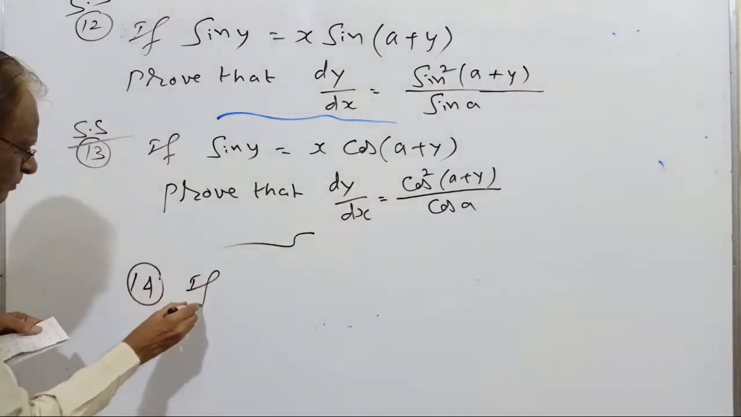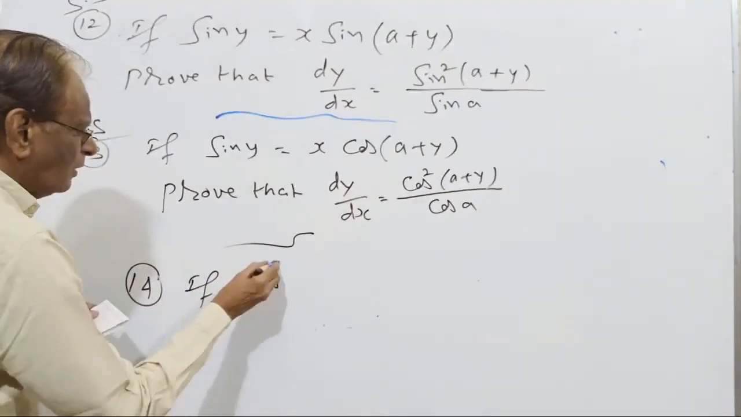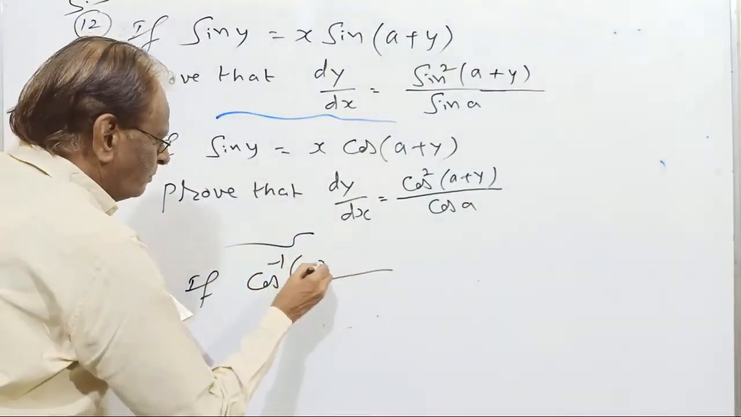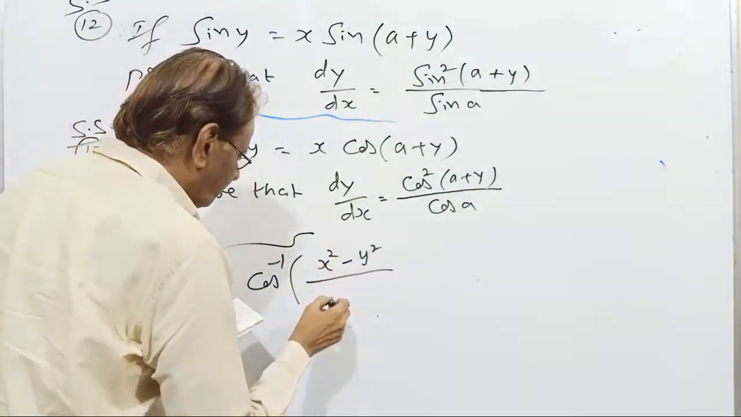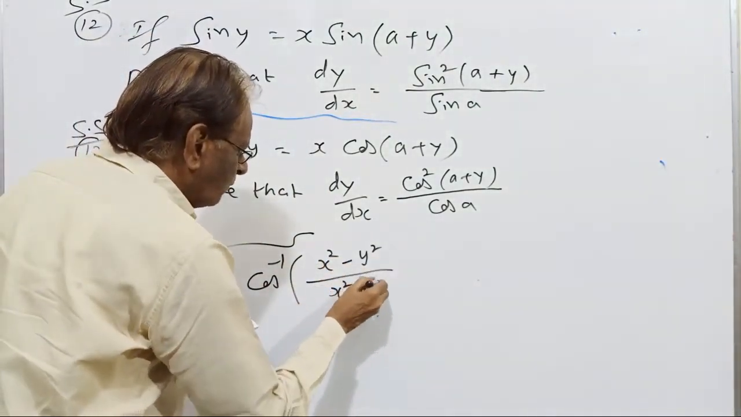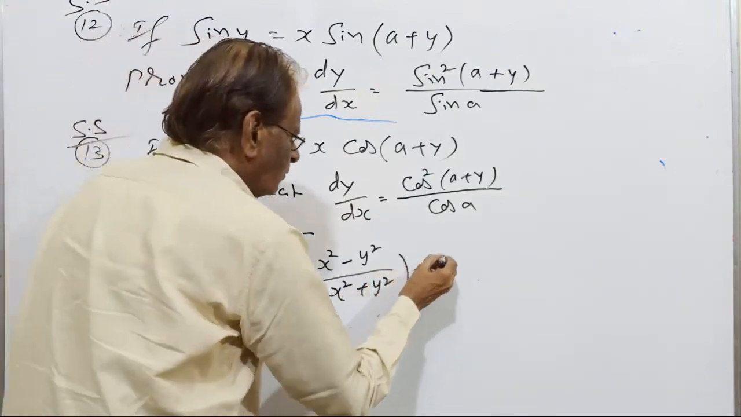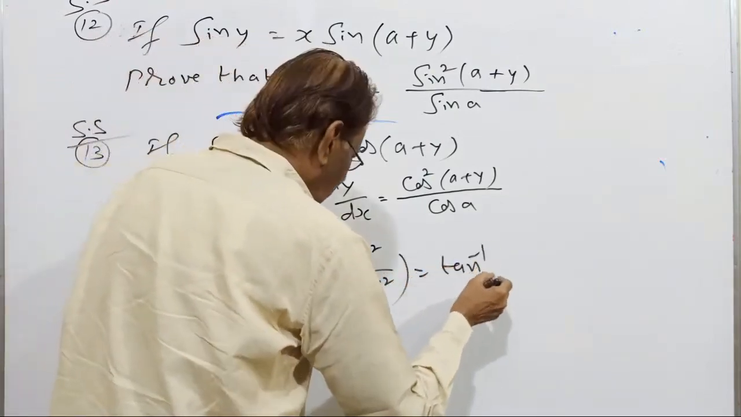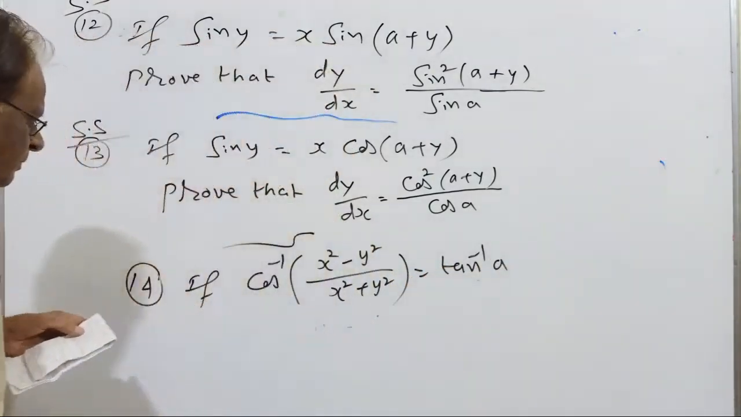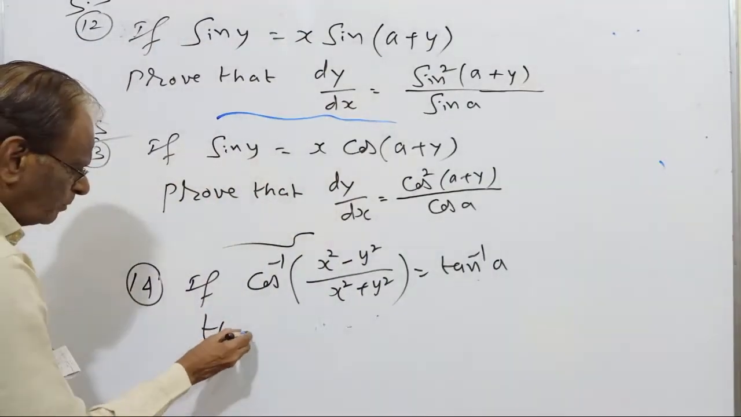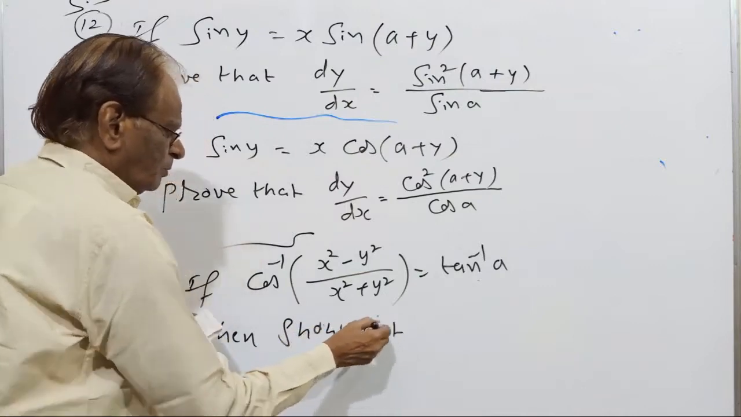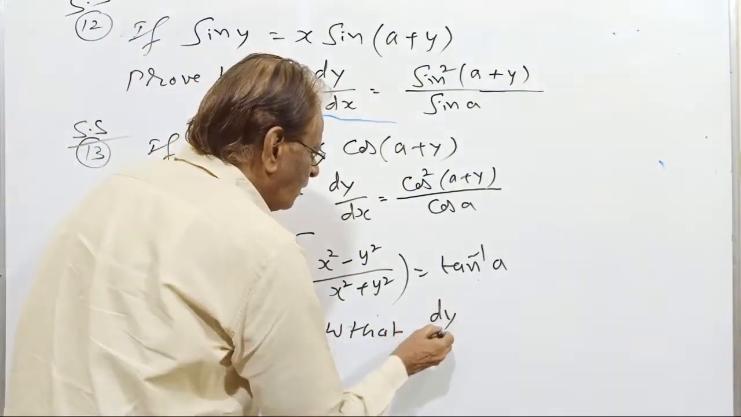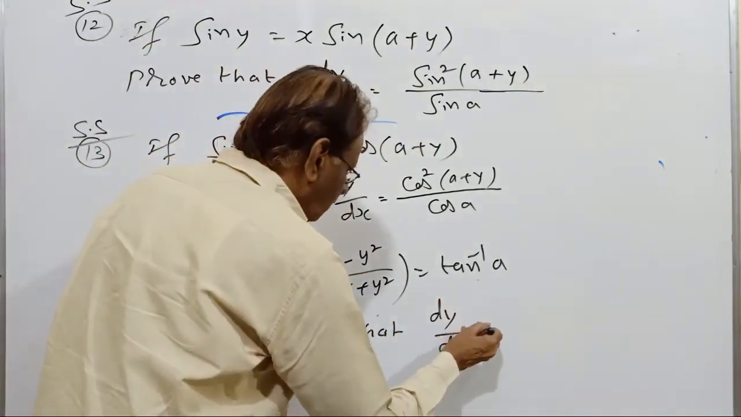If cos inverse of (x squared minus y squared) by (x squared plus y squared) equals tan inverse a, then show that dy by dx equals y by x.